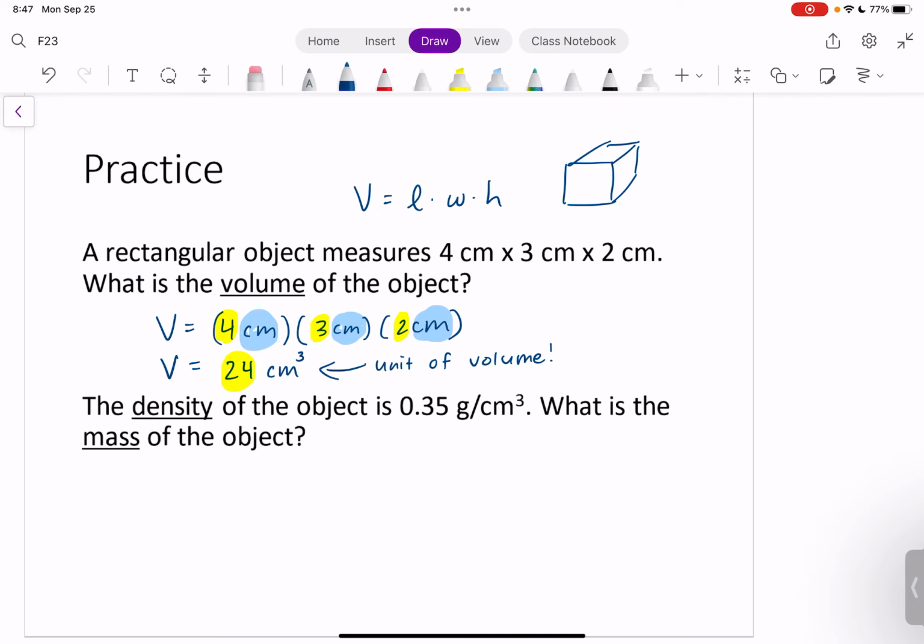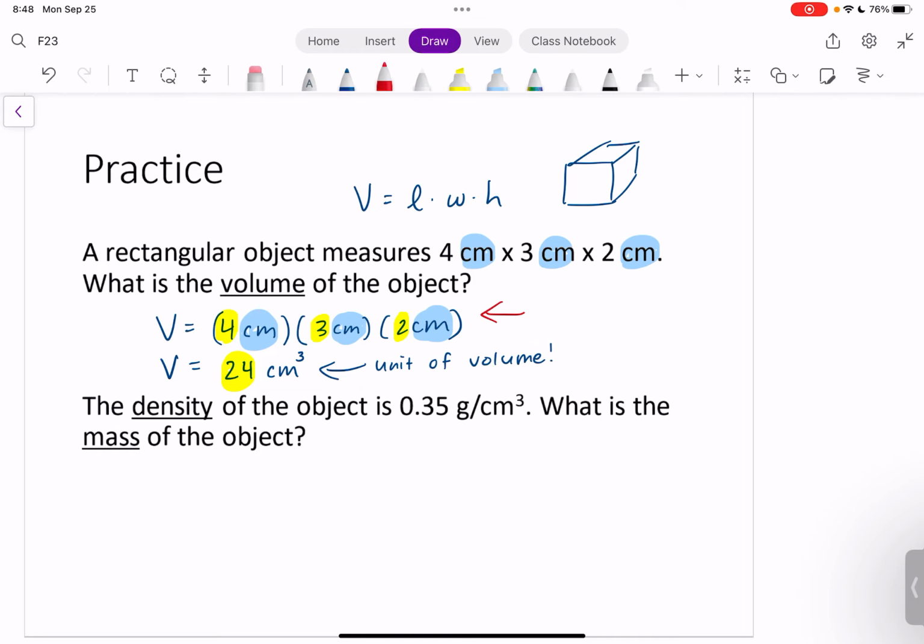So notice, it's really important that you keep the units when you're doing your calculation. Okay, I didn't remove them in this step here. And the reason for that, and I know it's tempting just to go 4 times 3 times 2. Okay, I know that's 24. But the reason that you want to keep the units is that it's a really good check to make sure that you got the right final answer.